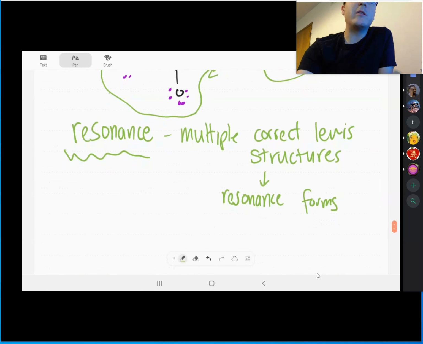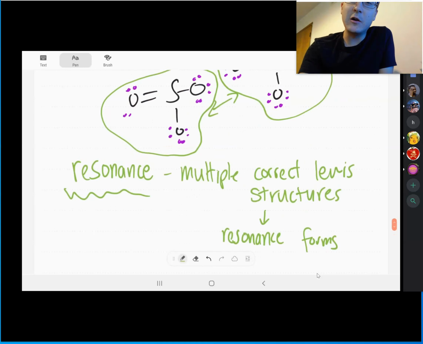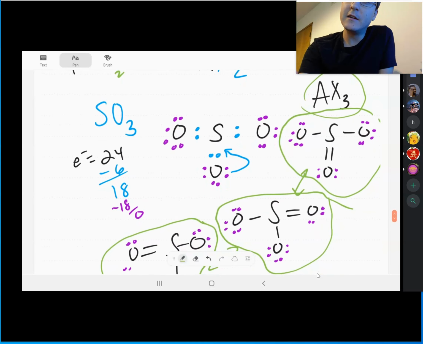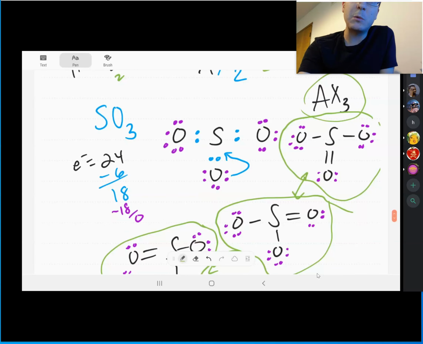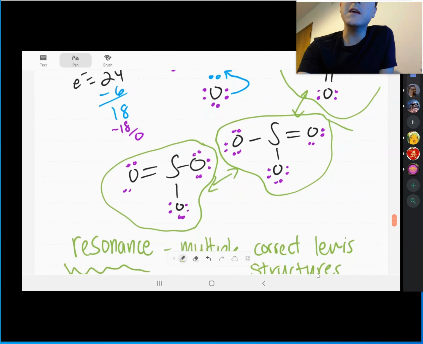This, by the way, on your lab tomorrow, if you're doing exercise D, you will see some of these that have resonance forms. So I wanted to make sure that you guys were aware of that before you went into lab tomorrow, though I have no idea what you guys are going to actually do, so who knows. Cool. Okay, so does anybody have any questions on identifying this as AX3 or on what resonance means?